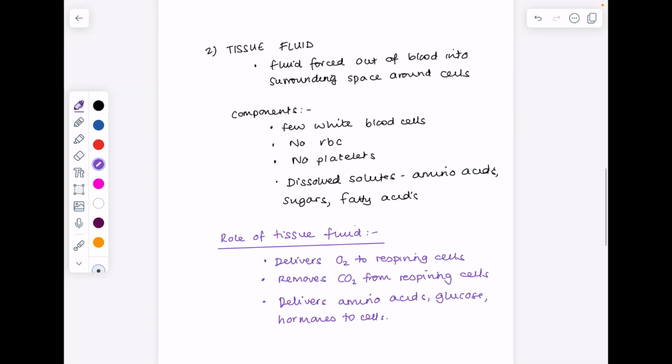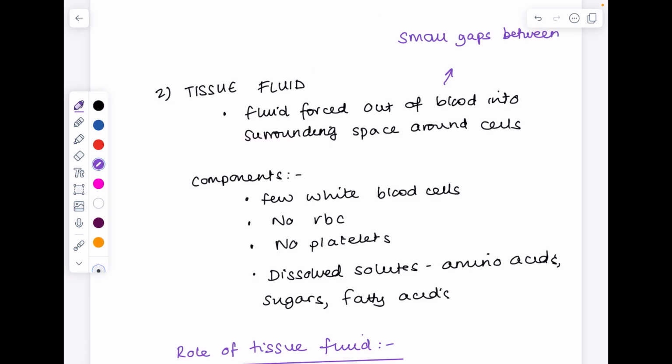So we know that tissue fluid is fluid forced out of blood into the surrounding space around the cells, but how is that fluid forced out of the blood? Well, what feature of the capillaries allows that fluid to be forced out of the blood? It's the fact that the capillaries have small gaps between their epithelial cells.